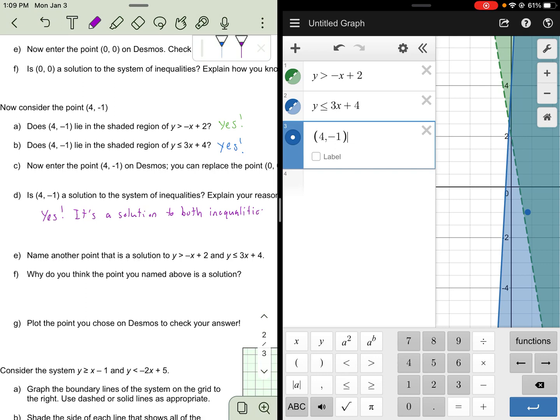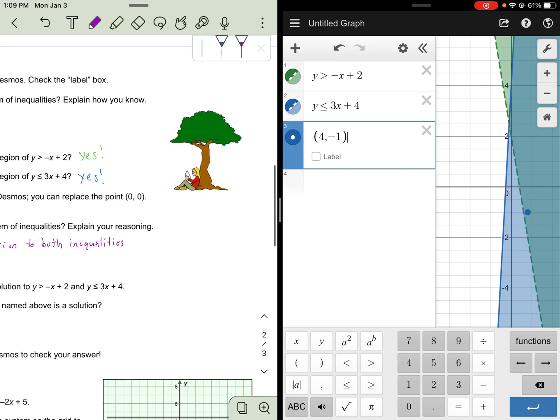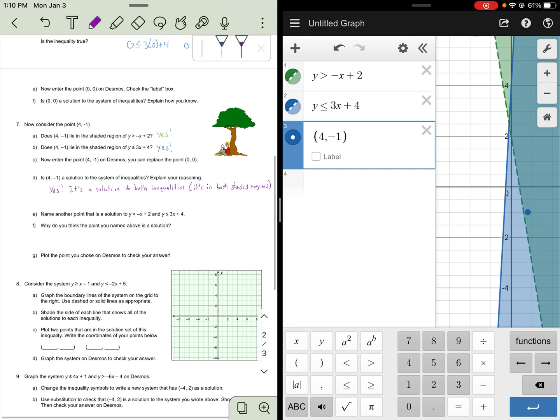Which is to say, it's in both shaded regions. Okay. Name another point that is a solution to the system.